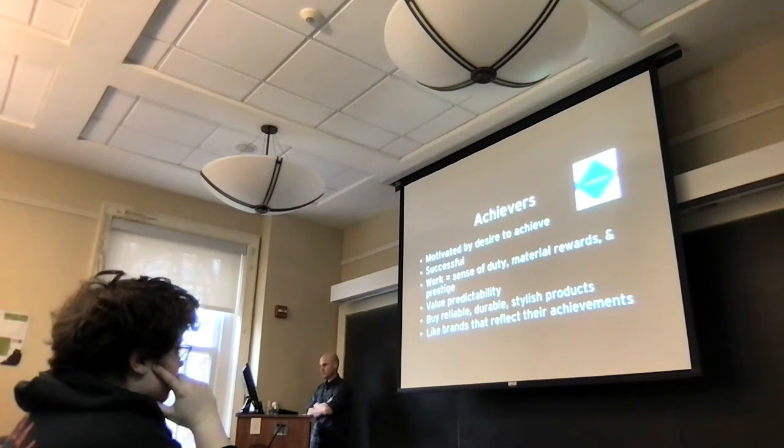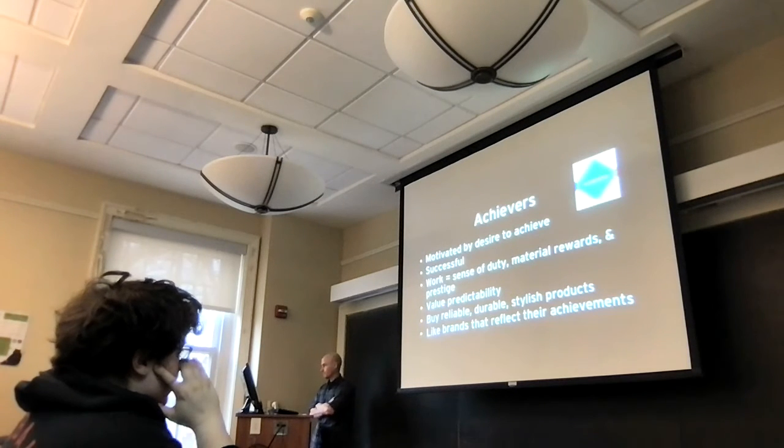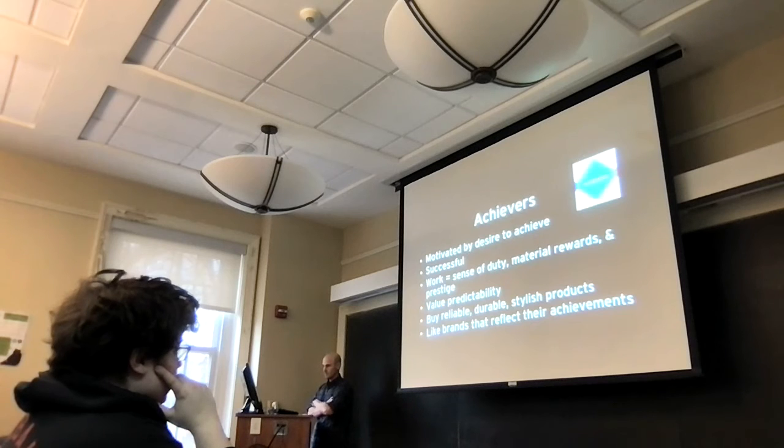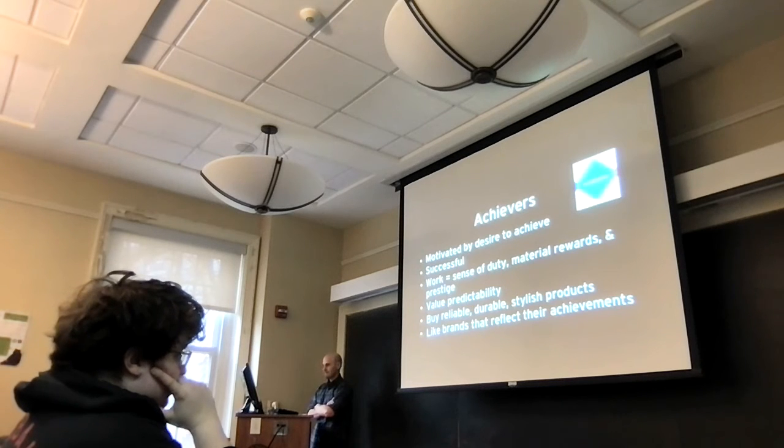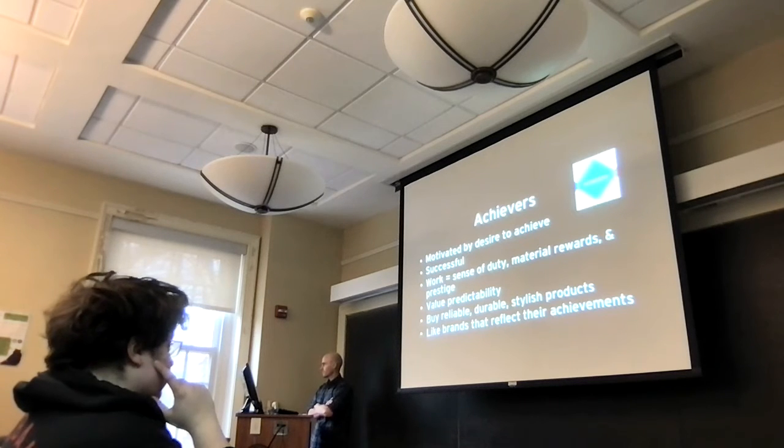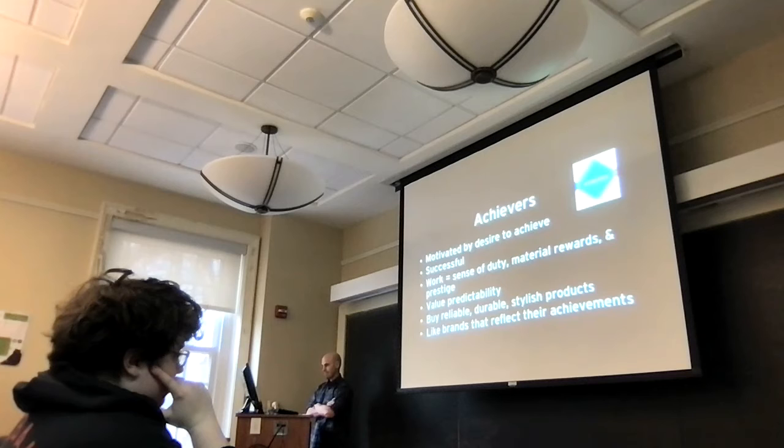Now, all that stands in contrast to yet another group of people who are referred to in the VALS system as achievers. These are people who are motivated by the desire to achieve. They tend to be highly successful people. They work because it's a sense of duty to them, but it also provides material rewards and prestige. These folks value predictability. They like to buy reliable, durable, stylish products. And they like brands especially that reflect their level of achievement.